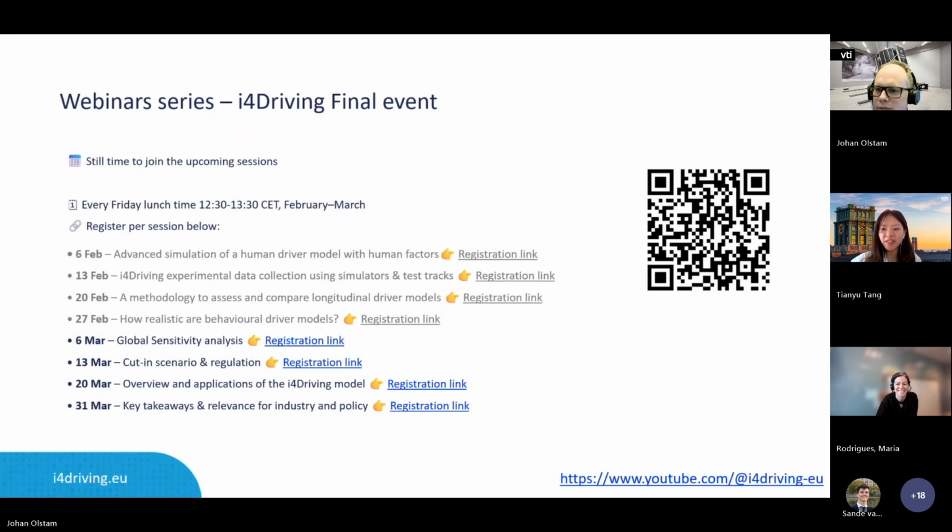We have a very good question from Masood here. Thank you for the presentation. Since all surrounding vehicles in the simulator are algorithmically controlled in one way or another, how can we be confident that participants truly perceive and distinguish between a human driver and i4Driving models?